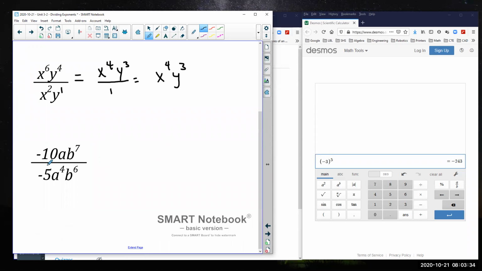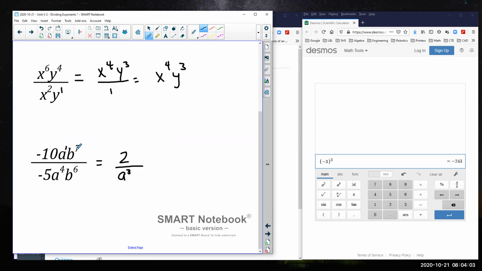And then another quick example here. I'm just going to do the numbers first. So I've got negative 10 and negative 5. Negative 10 divided by negative 5, negative divided by negative is just positive, so it's going to give me 2. Okay. And for the a's, I've got 1 in the numerator and 4 in the denominator. I've got more in the denominator, so my a's are going to be there. So I've got 4 minus 1, which is going to be a to the 3rd power.